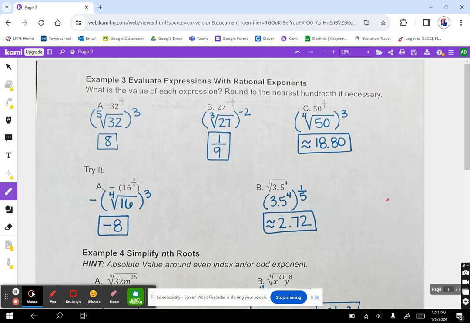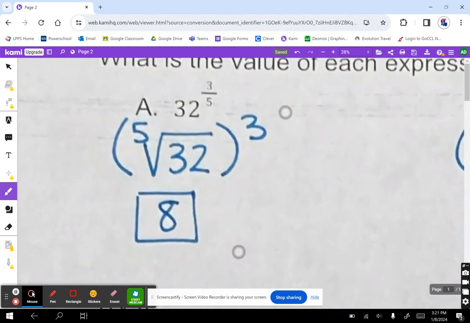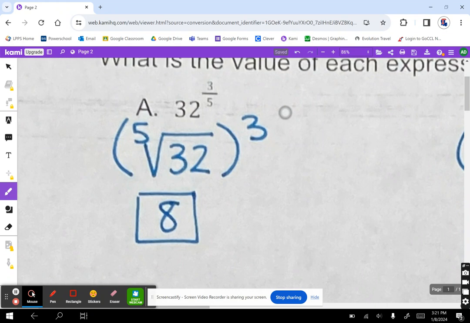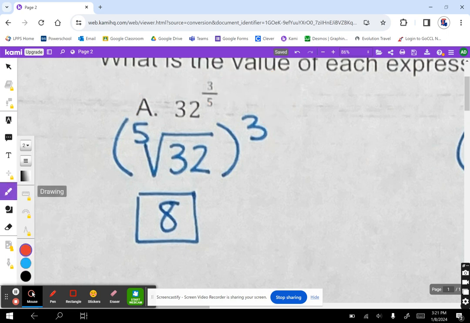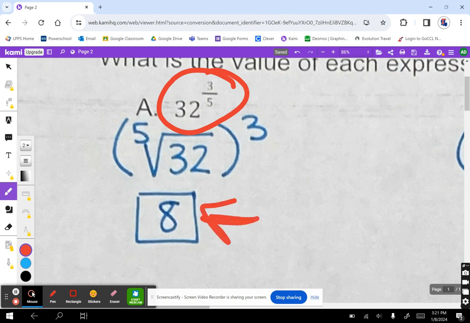All right, for example 3, this is just you simply typing in your calculator. For option A, if you wanted to get practice rewriting, here's an example you can rewrite where your numerator is your exponent, denominator is your index. That's just an example for you to rewrite if you choose to. Or just go ahead and type in 32 raised to the 3/5 in your calculator. Your calculator will give you 8. Only positive because my index is odd.